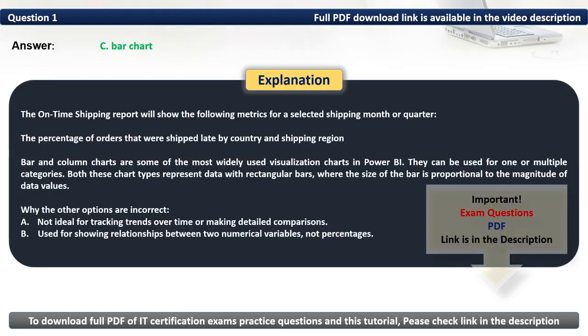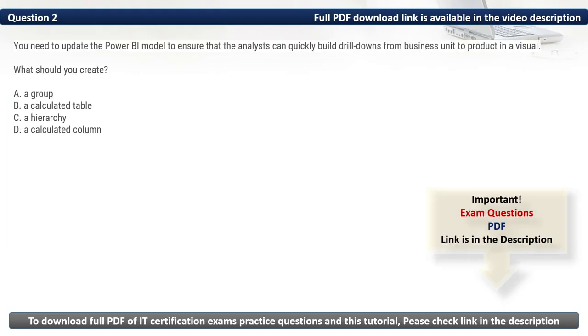The on-time shipping report will show the following metrics for a selected shipping month or quarter. The percentage of orders that were shipped late by country and shipping region. Bar and column charts are some of the most widely used visualization charts in Power BI. They can be used for one or multiple categories. Both these chart types represent data with rectangular bars where the size of the bar is proportional to the magnitude of data values.